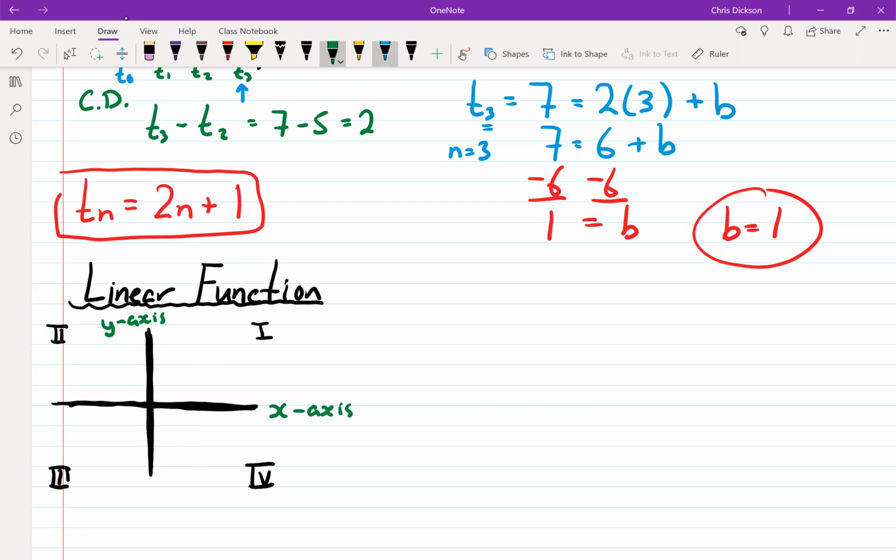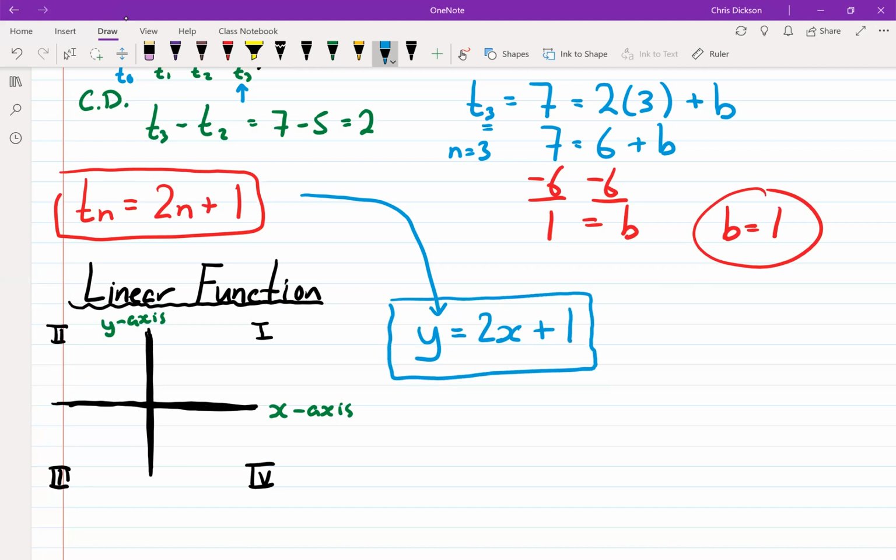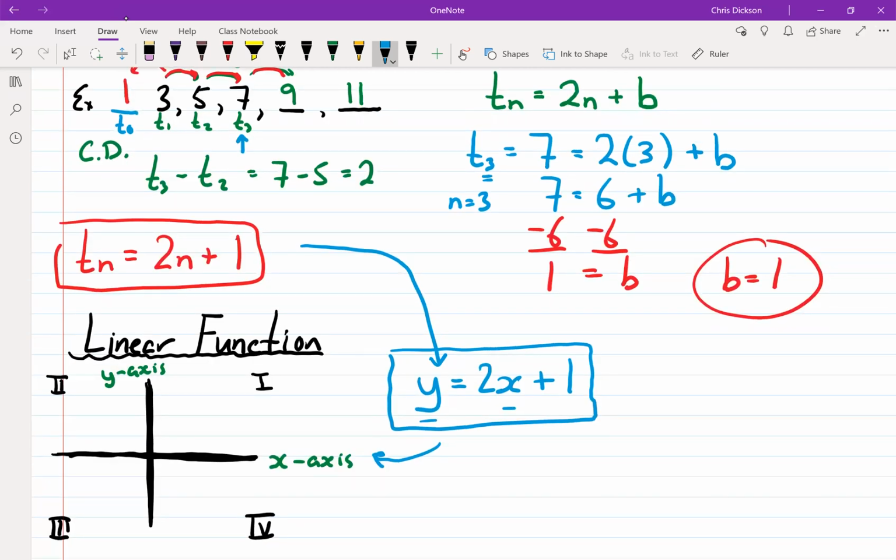Our equation here, we actually relate y equals 2x plus 1. So this equation I've just written has y's and x's, and we can now relate it to this graph here. We can see the pattern of numbers is increasing. Let's draw a line around that. So it goes from 3, 5, 7, 9, 11, and we just keep getting bigger and bigger and bigger.